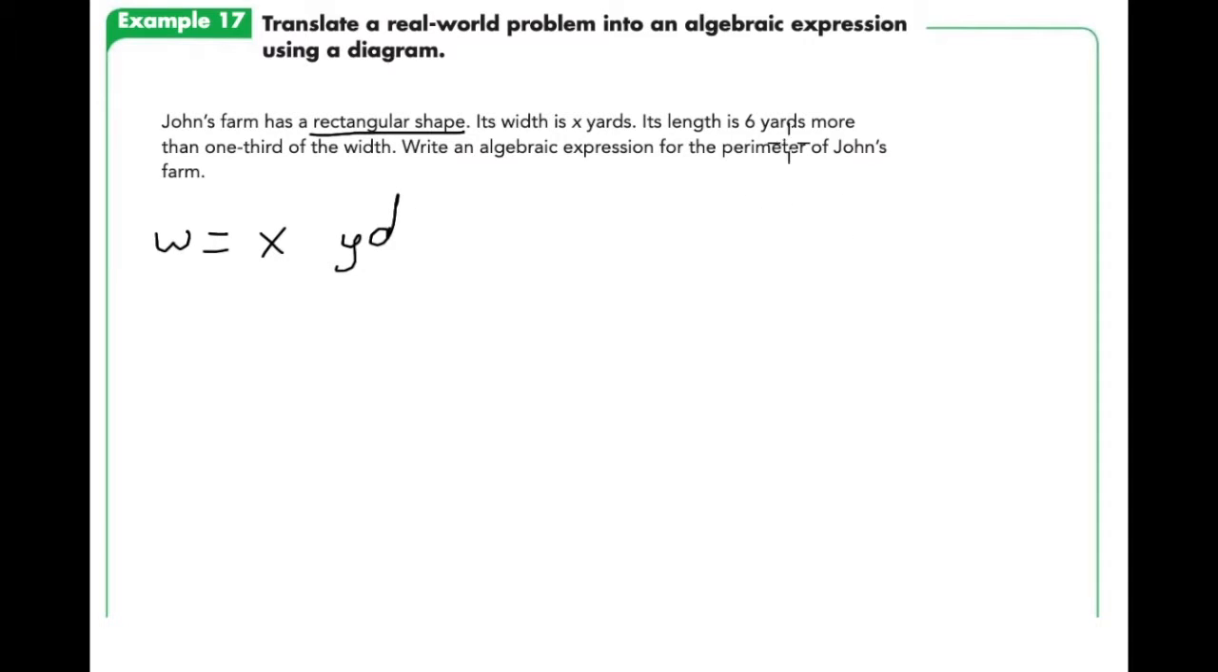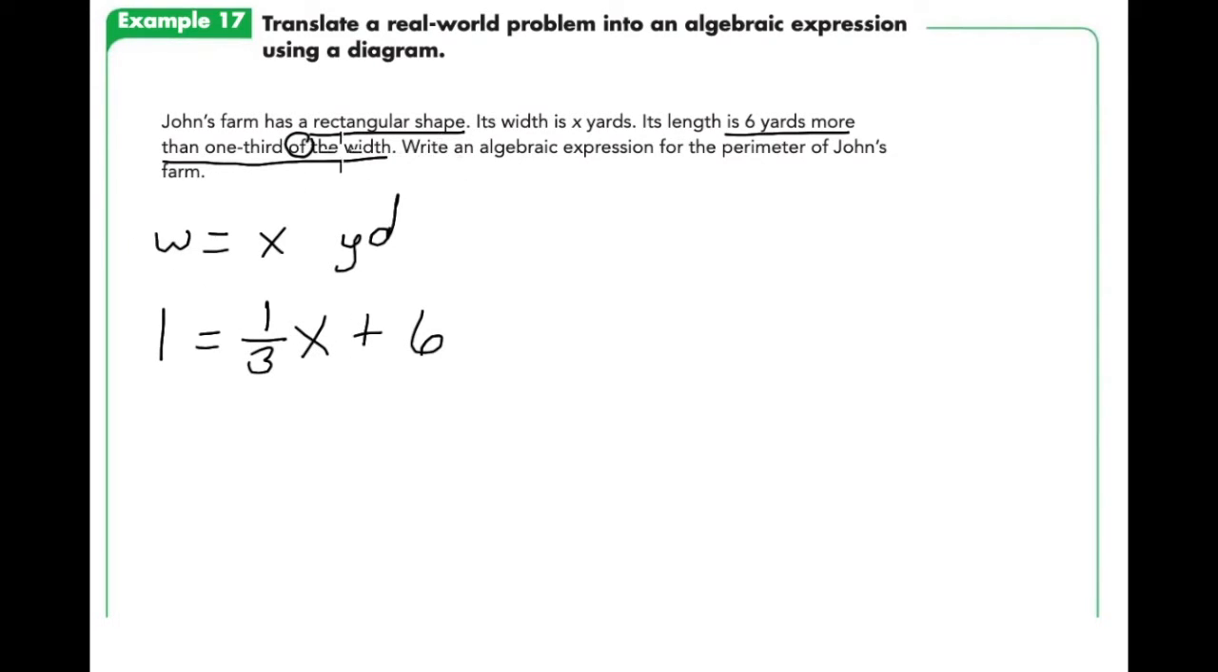and we know that its length is 6 yards more than 1/3 of the width. So the length is going to be 6 yards more than 1/3 of the width. So 6 yards more than means we're going to be adding 6 yards to it. And it's more than 1/3 of the width. That word of means to multiply. Our width was x. 1/3 of the width would be 1/3 x.